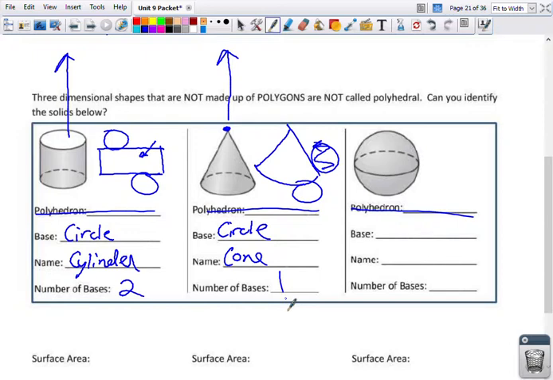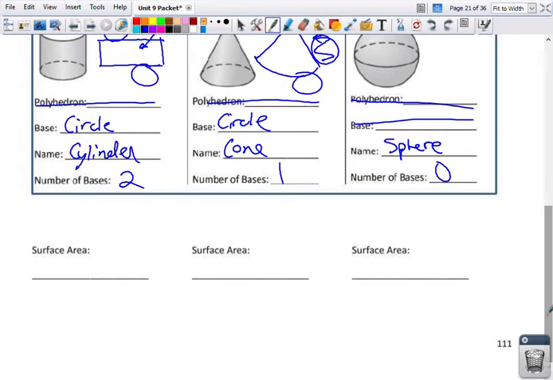Lastly, no bases really. A basketball just kind of sits on itself. This is called a sphere. Zero bases, I guess. Okay, and so we're going to take a look at these formulas down here below.